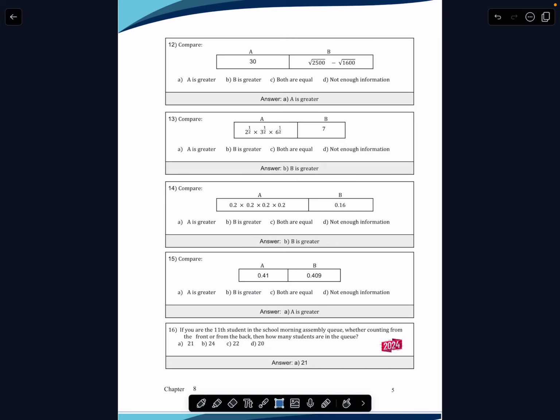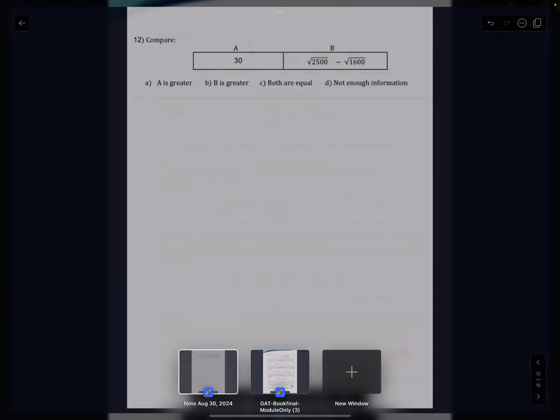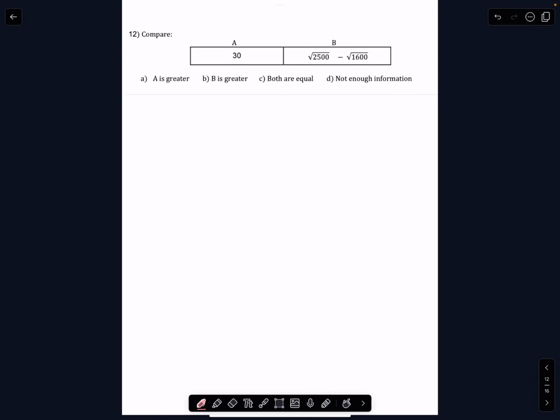Welcome back, everyone. Today I'm going to be going over page number 5, question numbers 12 through 16. Bismillah. So for question number 12, we're asked to compare between column A and column B. So we have column A 30, and column B says the square root of 2,500 minus the square root of 1,600. Now, if you remember from the questions before, where we raised both sides to the power of 2.